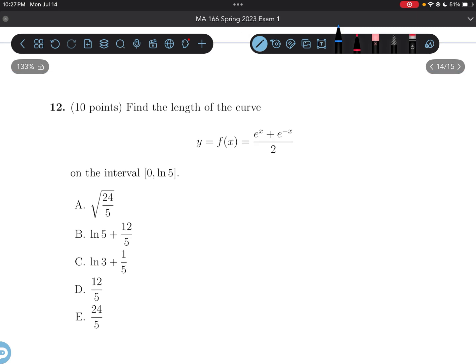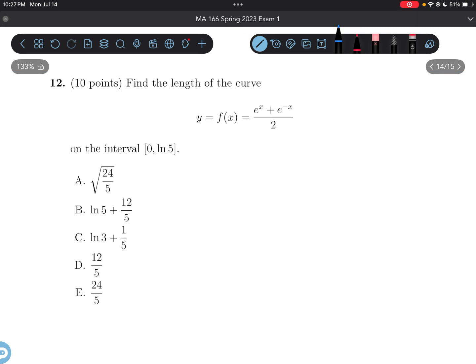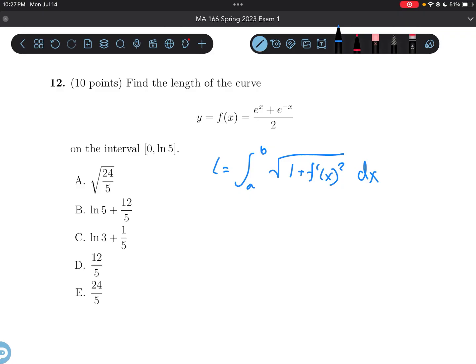Okay, moving on to question 12. Question 12 says, find the length of the curve y equals e to the power of x plus e to the power of negative x, divided by 2, on the interval 0 to natural log of 5. So the formula for arc length from x-coordinate a to x-coordinate b is the integral from a to b of the square root of 1 plus f prime of x squared dx.